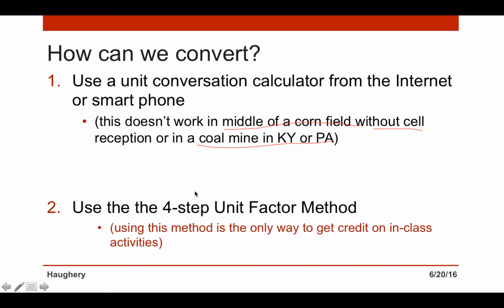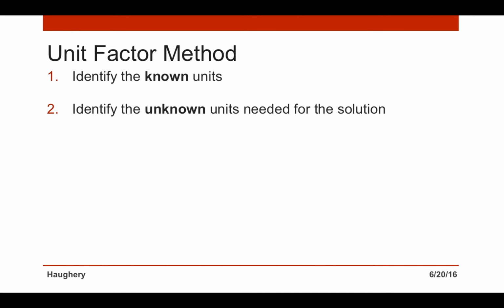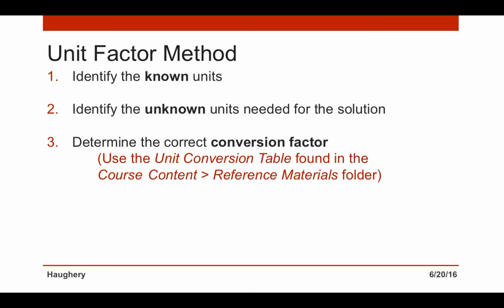So the other option, which we're going to actually use in this class, and it's the only way to get credit for your activities, is a 4-step unit factor method. Okay, so this is a paper and pencil method. The first step is to identify the units we know. Then we look at what units we don't know. What's the solution unit need to be, right? What are we trying to get to? We need to determine what type of conversion factors we need to use.